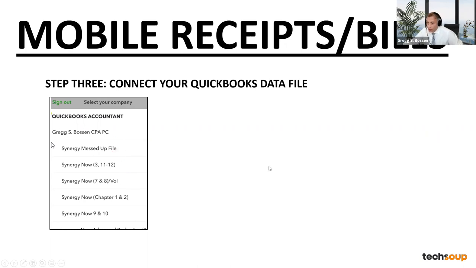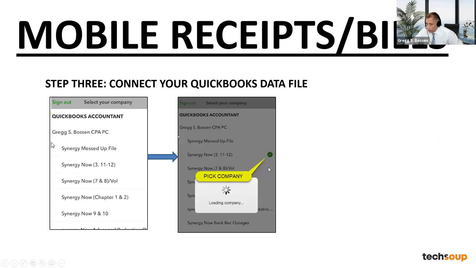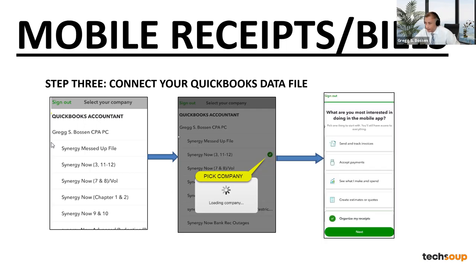But when it shows up, you select it by clicking on it. A little checkbox will appear. You pick your company, and then it'll load the company. So this is when you're basically connecting to your QuickBooks company file. You're connecting it to your phone, basically, so that when you take a picture, it knows which company file to put it to, okay?